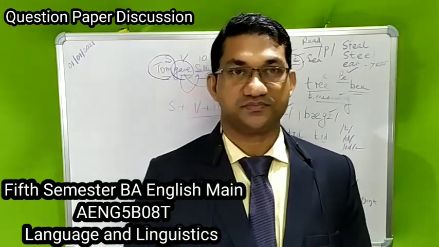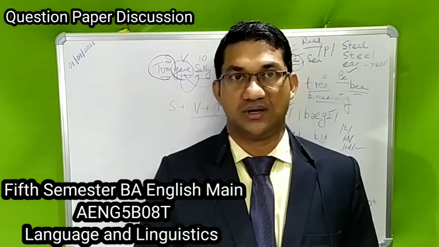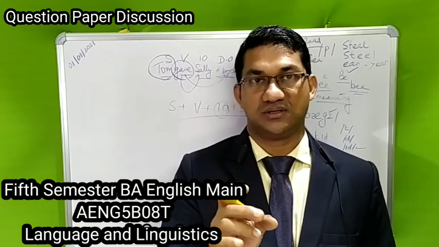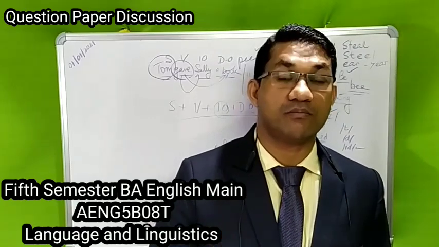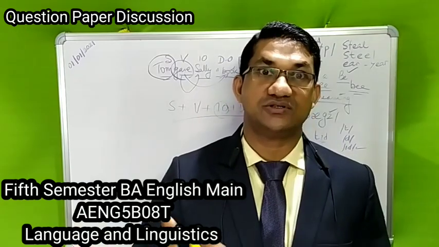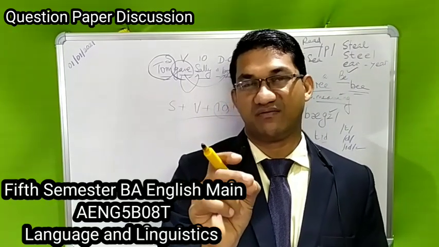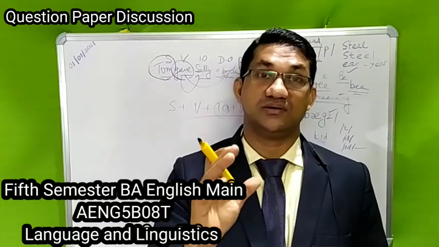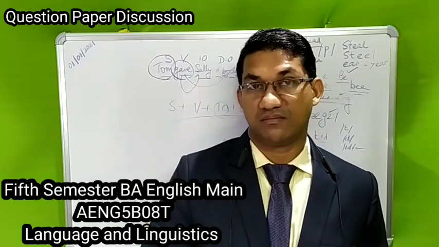Weak forms. We have strong forms and weak forms for all the structural words, like articles and prepositions. On certain occasions we use the strong form, like: where are you coming from? I'm coming from Madras. Where are you coming from? Where are you going to? So in questions, if you have the structural words at the end, you are using the strong form. Where are you going to? Where did you buy it from?